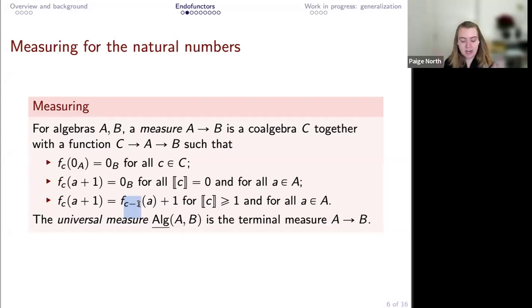So there's kind of a twist happening there. Okay, so the commutativity of the diagram from the previous slide is these 3 requirements. And then again, I just say the universal measure is a terminal such measure. Okay, but I think it's still not clear what kind of information is being captured by this universal measure. So we're still gonna try to break it down.